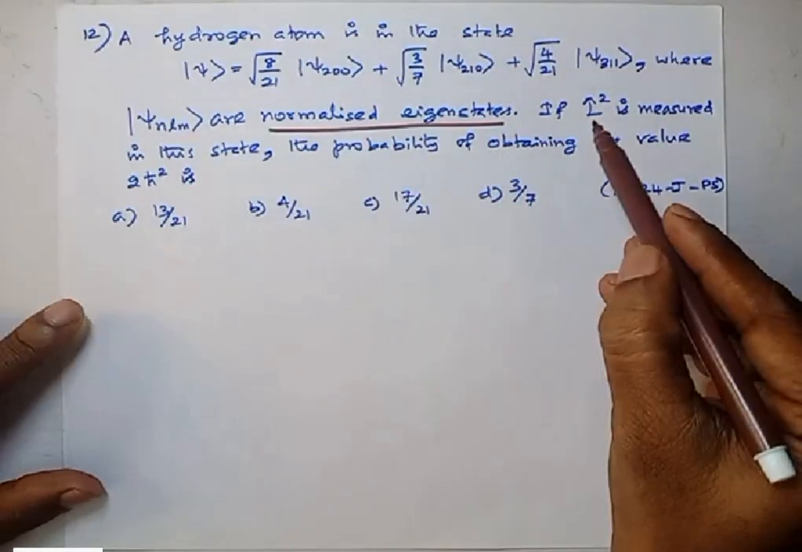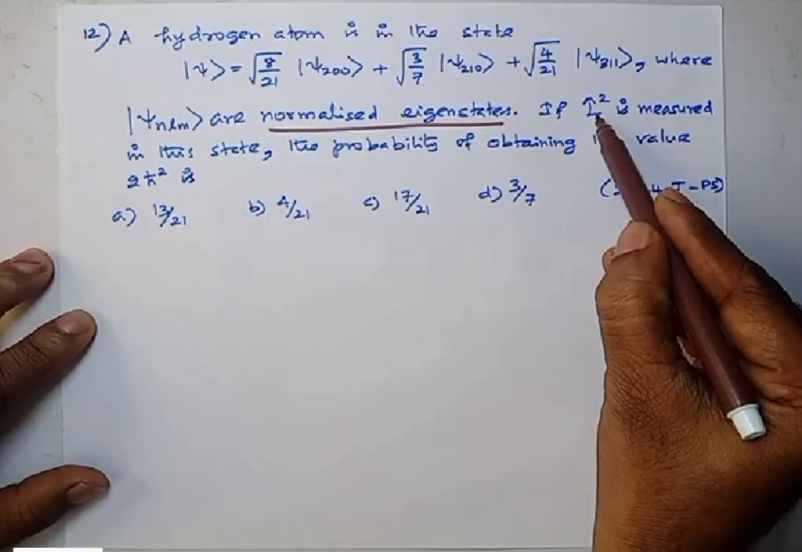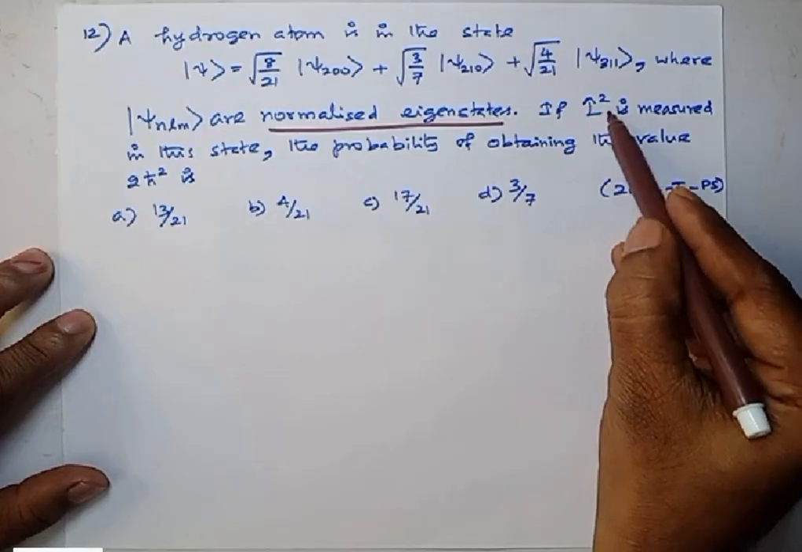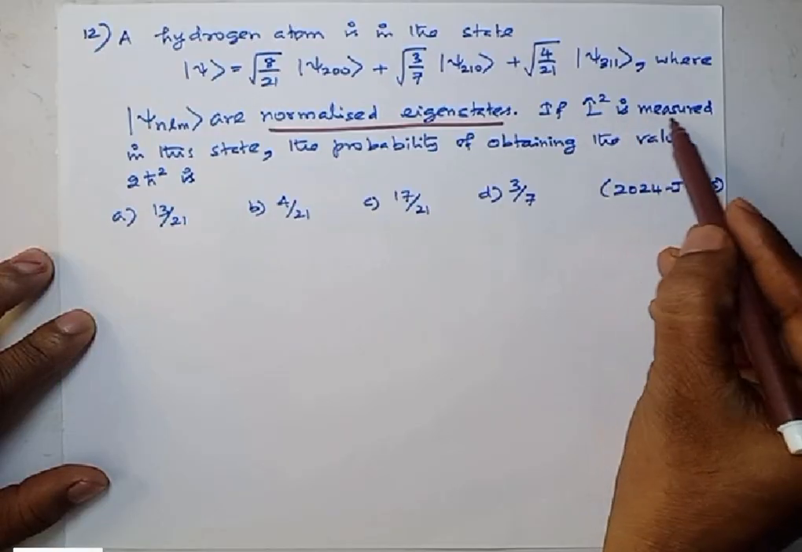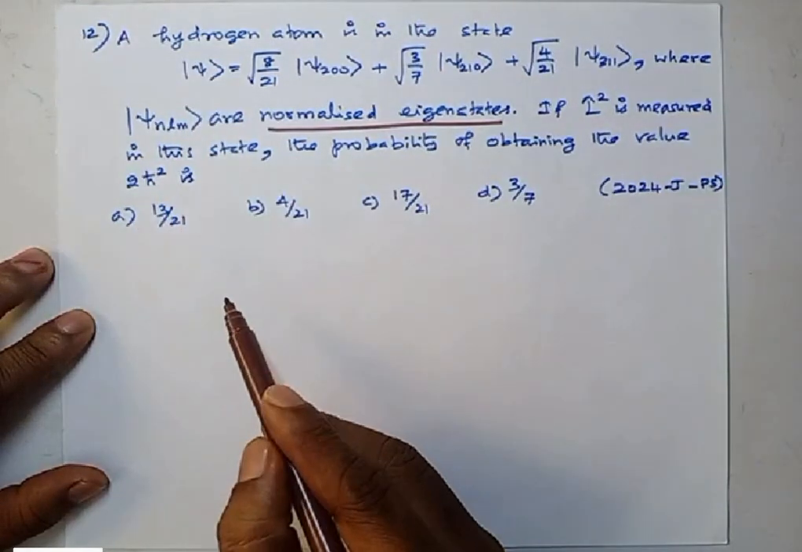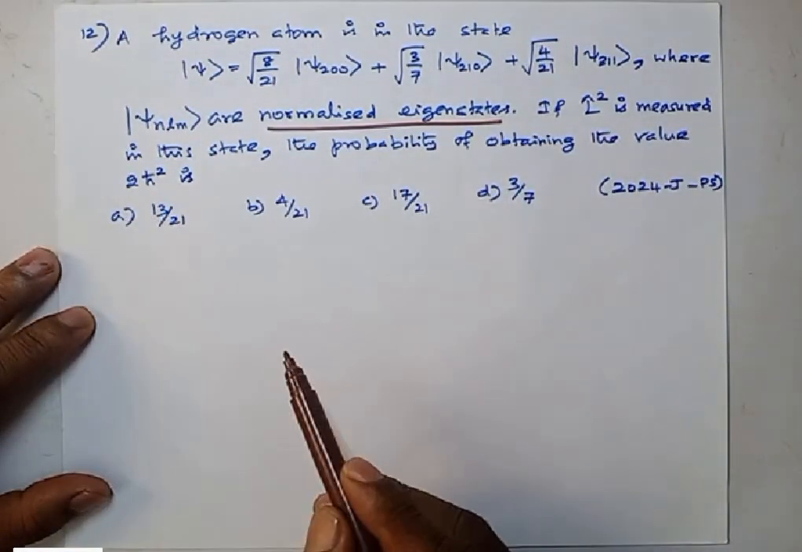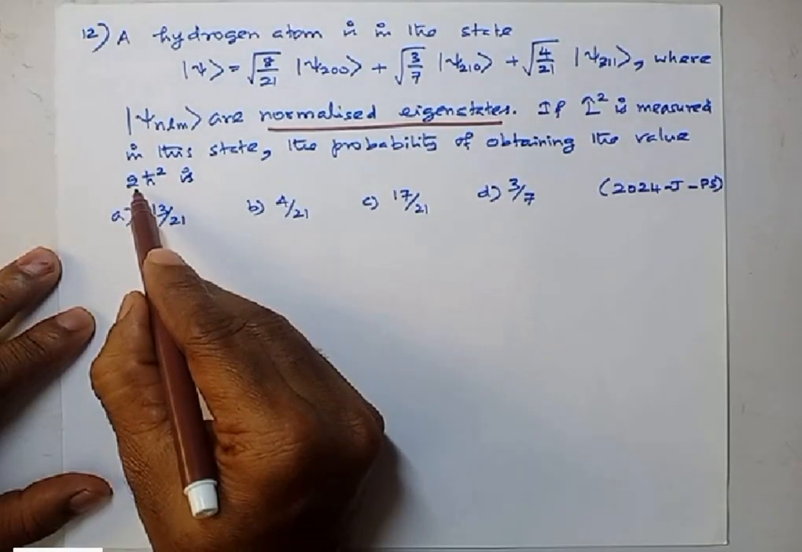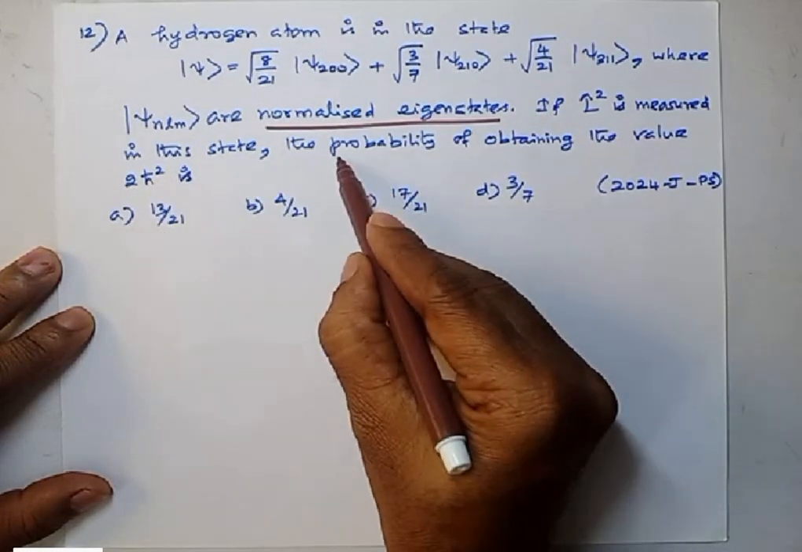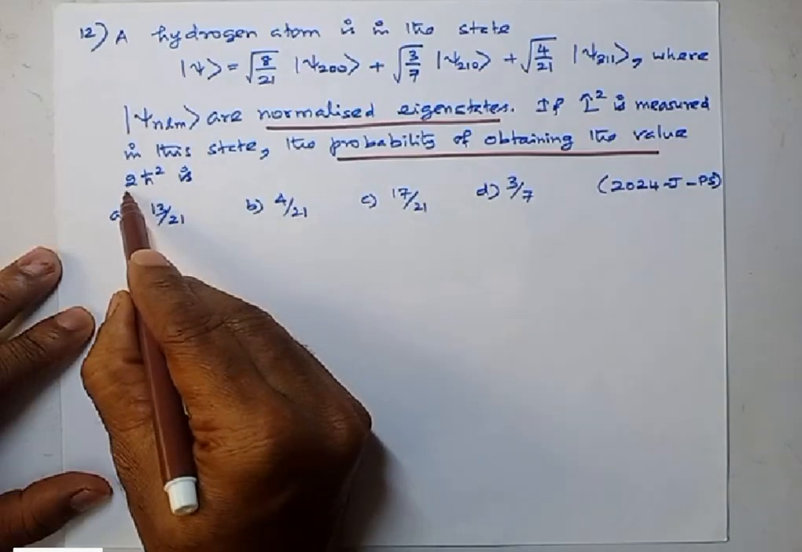Then what's the question asked here? If L square, the total angular momentum squared, is measured in this state, the probability of obtaining the value 2 h cross square is what? So what is the probability of obtaining the value 2h cross square?